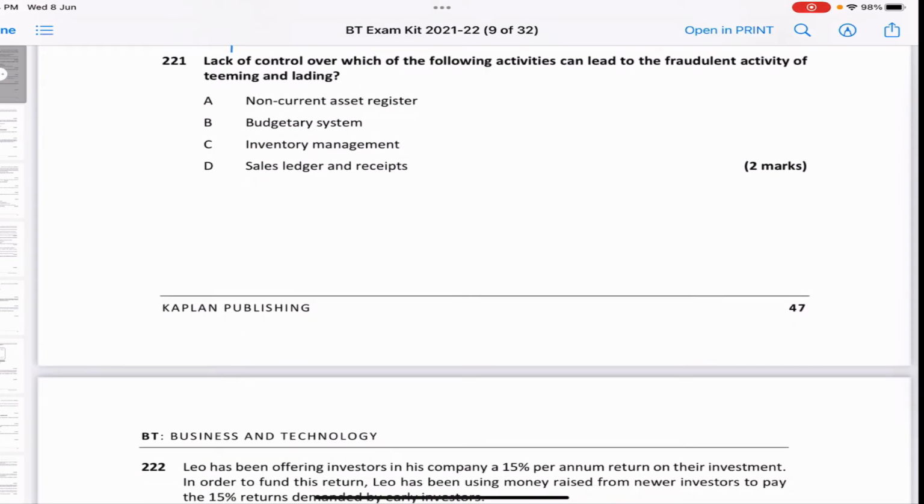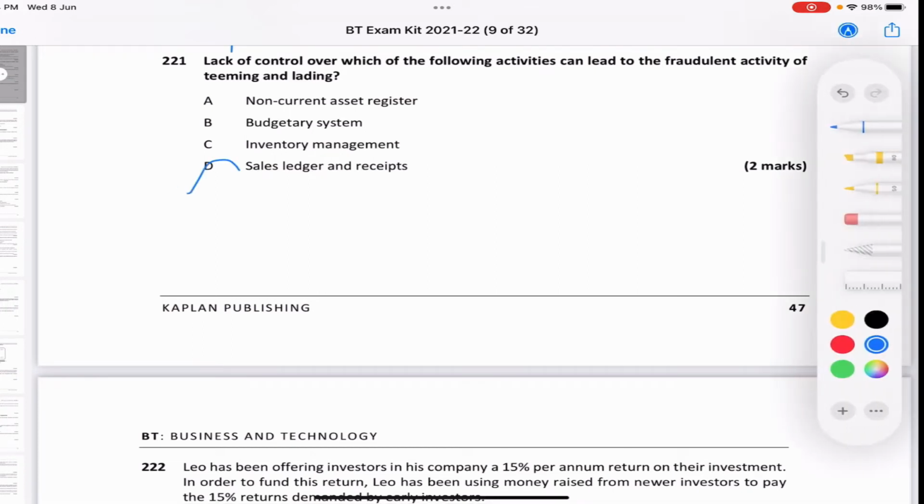Lack of control over which of the following activities can lead to the fraudulent activity, teeming and lading? Non-current asset register, budgetary system, inventory management, sales ledger and receipts. Obviously D.